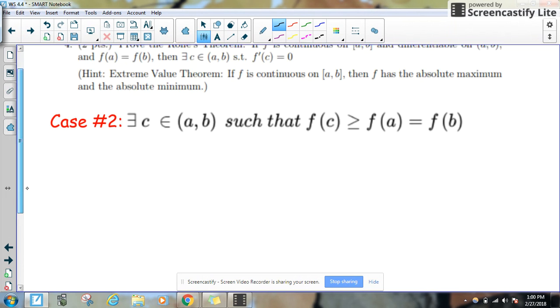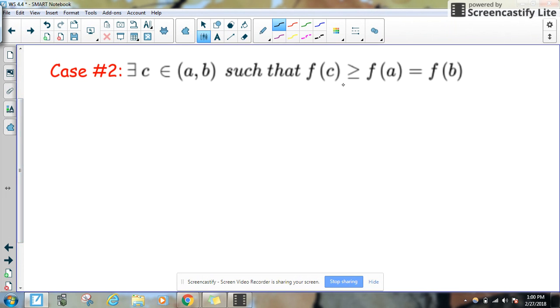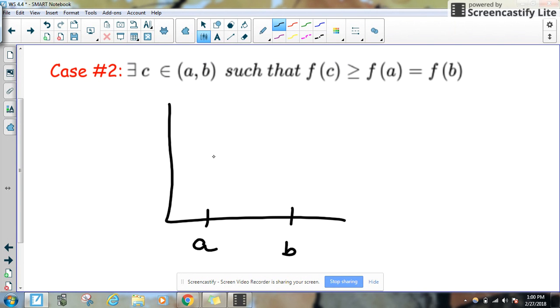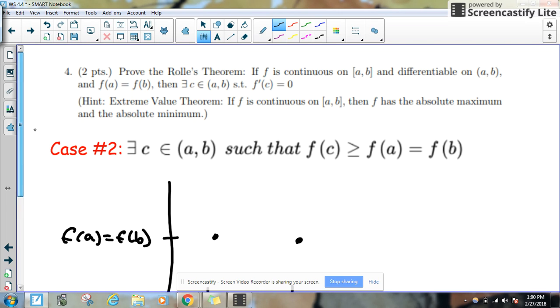Case 2. There exists some value of c in a to b such that f of c is going to be greater than or equal to f of a or f of b. All right, so let's draw a picture here. What I'm dealing with is my interval a to b, and I've got my function values f of a and f of b right here. And I have a closed interval from a to b, and that is actually the one criterion I need in order to use the extreme value theorem. So the extreme value theorem is satisfied, and what that says now is that f has an absolute maximum and an absolute minimum, okay?